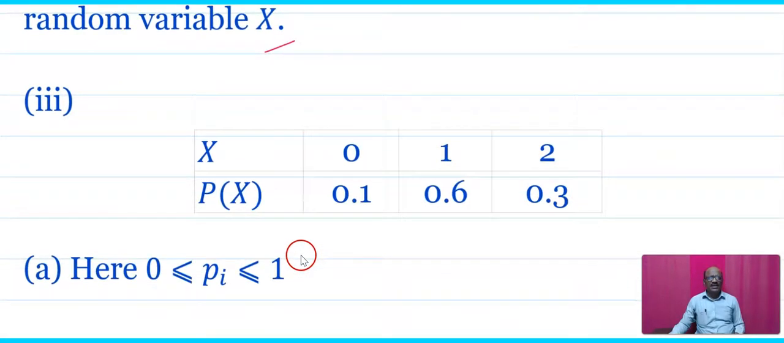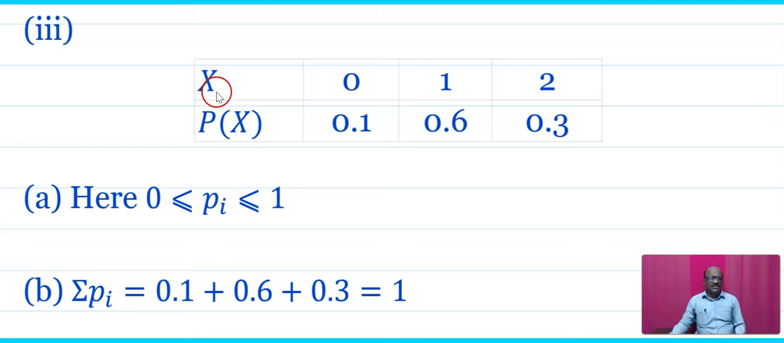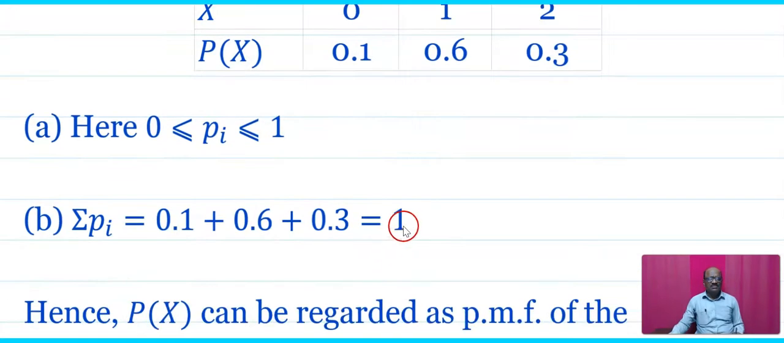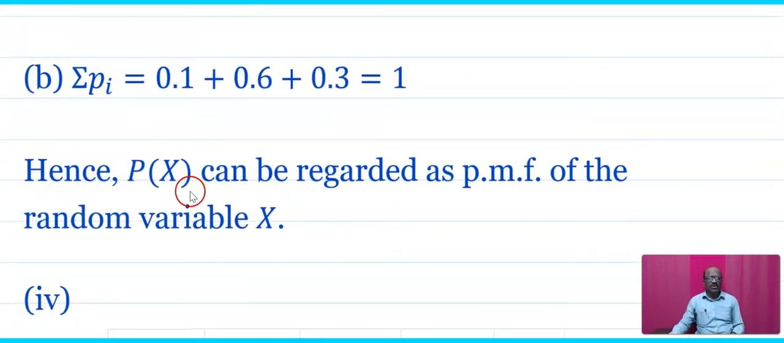Now the next is, see this table, the values of X are 0, 1, 2 and their probabilities are 0.1, 0.6 and 0.3. Now all these probabilities lie between 0 and 1. And what about their sum? Their sum is equal to 1. Hence P of X can be regarded as the PMF of the random variable capital X.